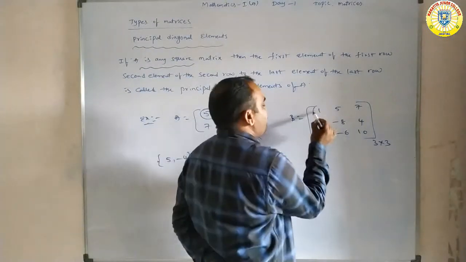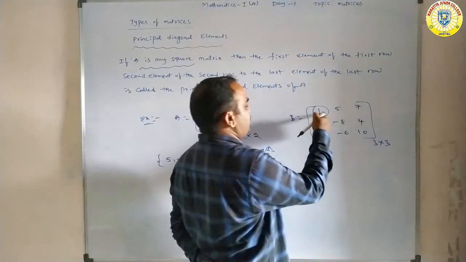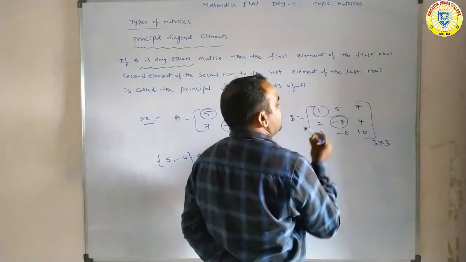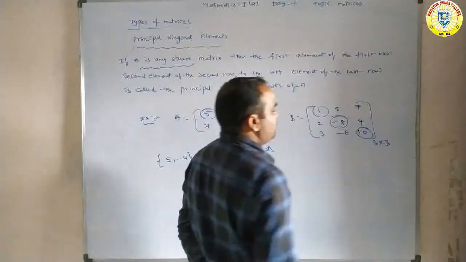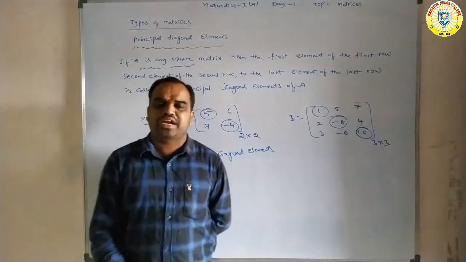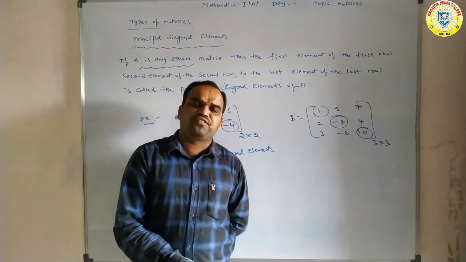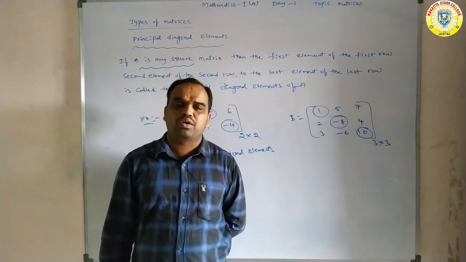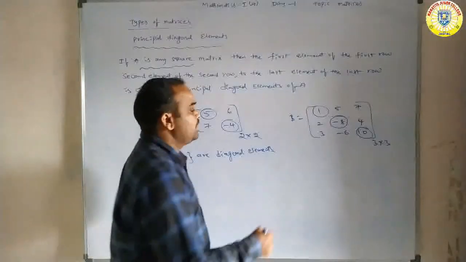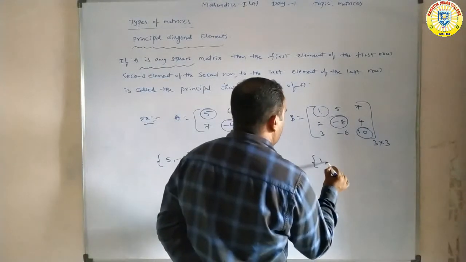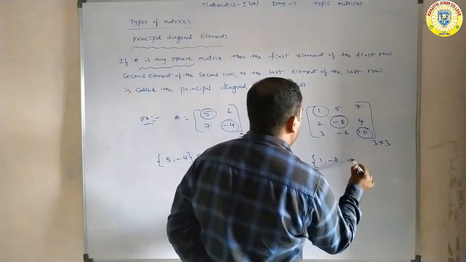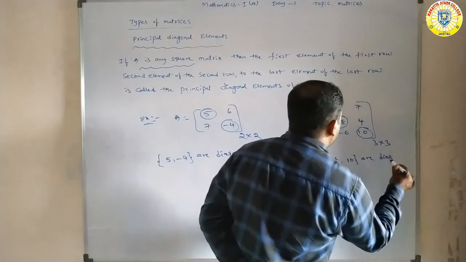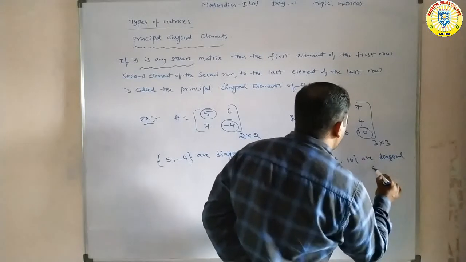First element of the first row, second element of the second row, third element of the third row. If there is a 4 by 4 matrix, fourth element of the fourth row. Those elements are called the principal diagonal elements. Here 1, minus 8, 10 are the principal diagonal elements.